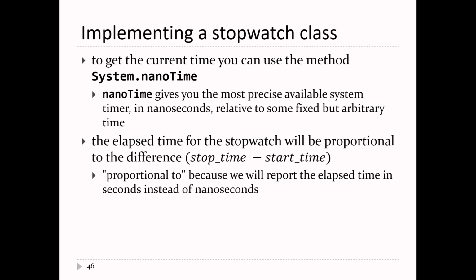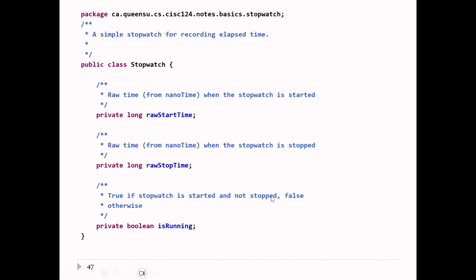So it looks like we can store the start time and the stop time for a stopwatch. If I take the stop time minus the start time, that gives me the number of nanoseconds that has elapsed. So my field called raw start time is the time in nanoseconds, and raw stop time is the stop time in nanoseconds. For the actual stopwatch, we're going to report times back in normal seconds because that's what people normally think in.